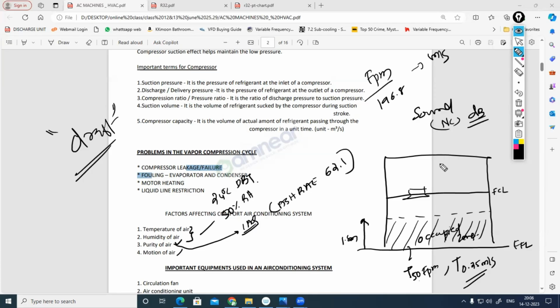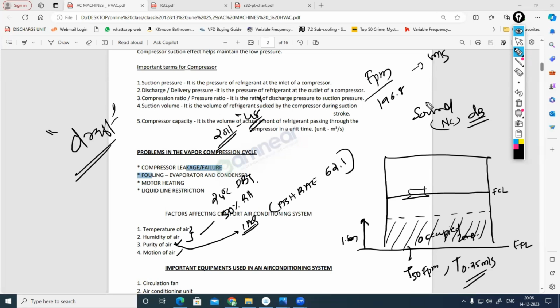But ASHRAE has a chapter called sound and vibration. For example, in the 2011 ASHRAE handbook, chapter number 48 is sound and vibration. From that chapter, they have given the NC values: what noise criteria value has to be maintained for a library, classroom, office, conference room. Based on that, we have to design the systems.